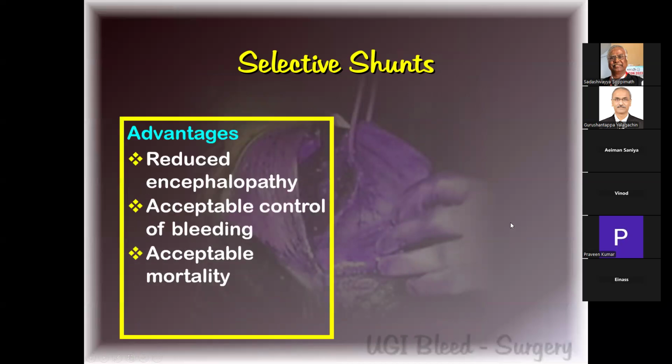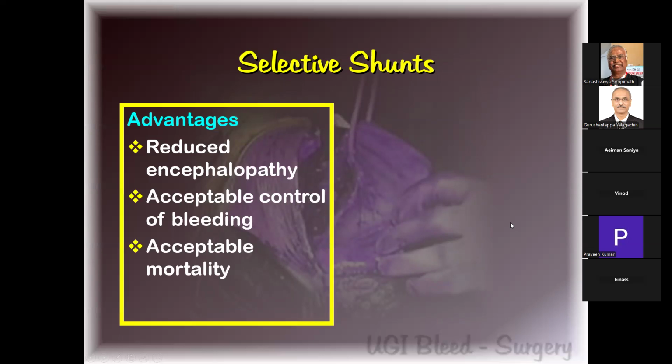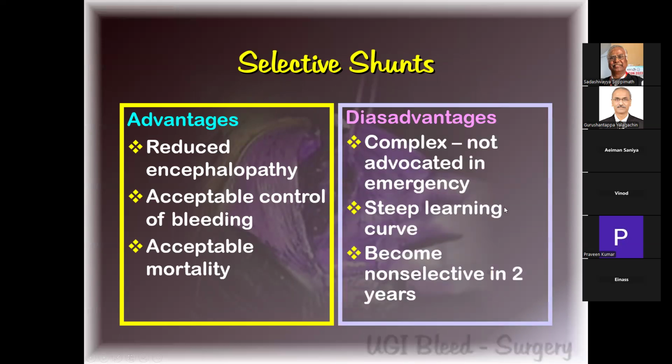Not sure. Okay. The advantages are reduced encephalopathy. The biggest problem in TIPS and shunts is increased encephalopathy. When you have selective shunts, you do not have that much encephalopathy. Not that it's not there, but the problem is not very bad. Acceptable control of bleeding. As I told you, initial bleeding has to be controlled, rebleeding has to be less, and mortality has to be less. That is true for this.